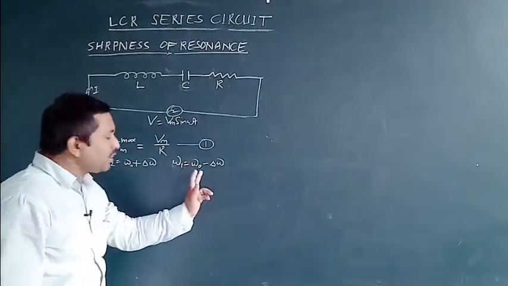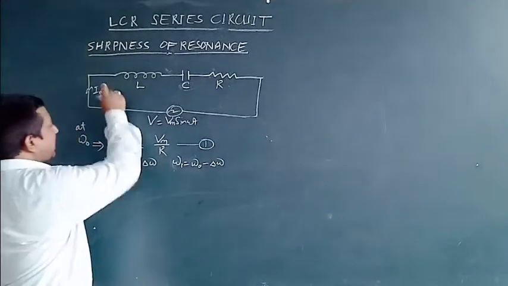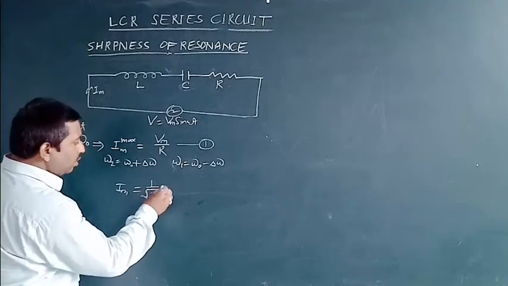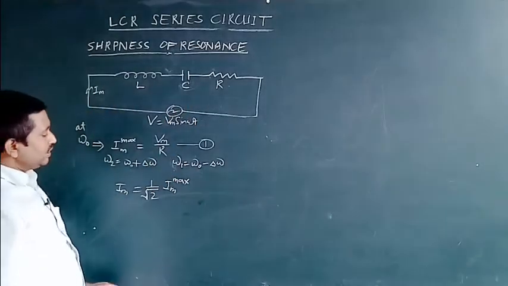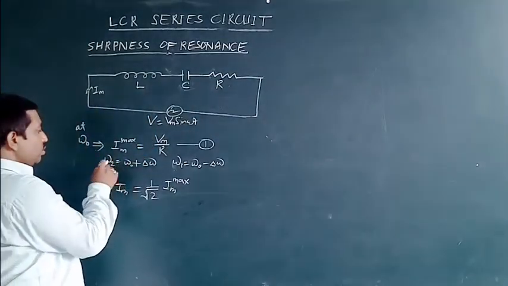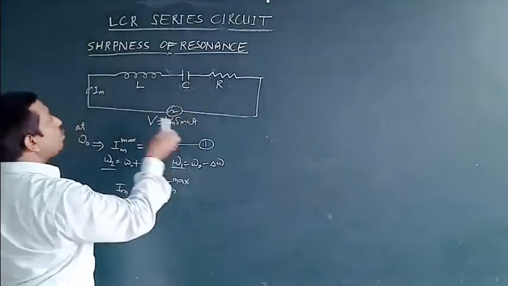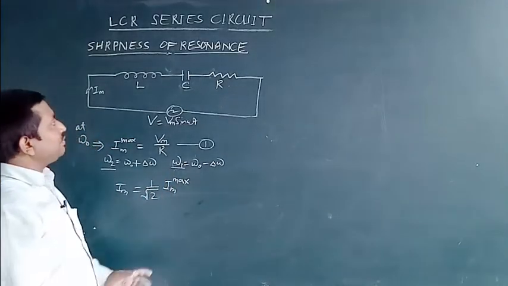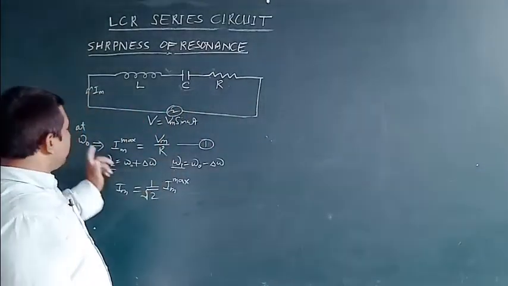Suppose that at these two frequencies, the amplitude of the current is equal to 1 by root 2 times the maximum current that flows through the LCR series circuit at the frequency omega naught. So we can choose two different values, omega 1 and omega 2, at which the amplitude of the current becomes 1 by root 2 times the maximum current at the resonance frequency.